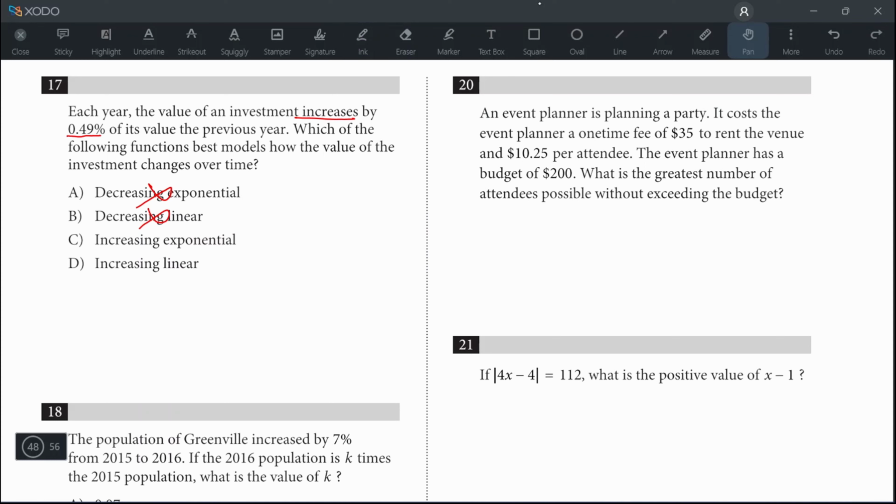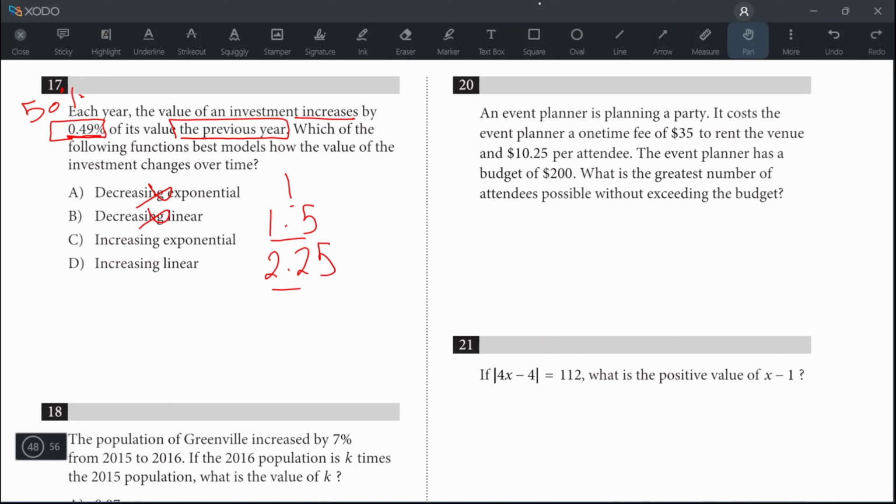Now identify whether it is an exponential or a linear function. He said that the value increases by a certain percent from the previous year. So for example, let's choose an easier value. Let's say it increased by 50% every year, right? So year 1 it was 1, year 2 is equal to 1.5, year 3 is equal to 2.25. What happens here is that we increase by 50% every year.